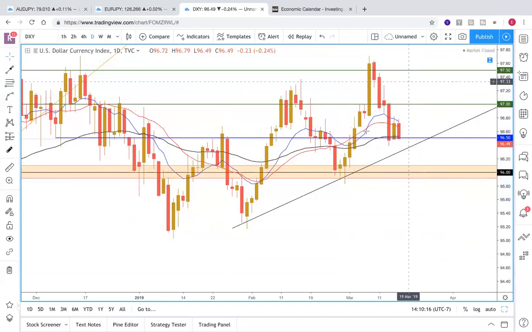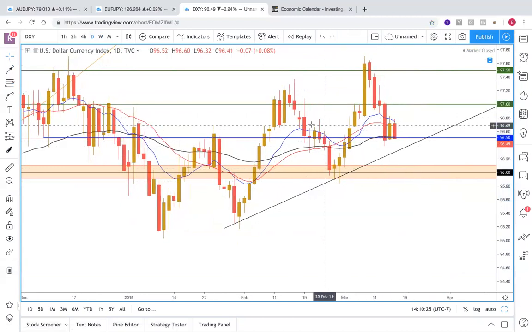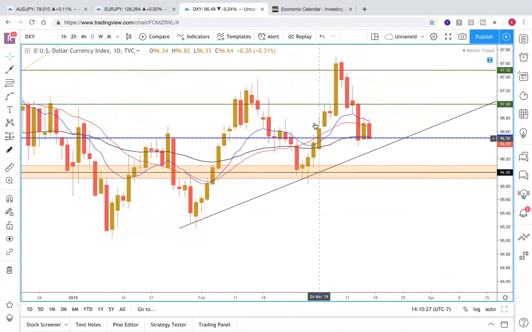Also within that area, I have these key areas where price has usually been rejected from. From 96 up to 98, price has pretty much been in a range. So usually when price breaks above 97, it comes to 97.50.